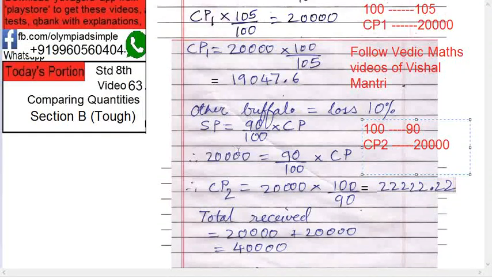So bring this 100 on this side. So what happens now? 90 on this side. So what is CP2 now? 20,000 into.